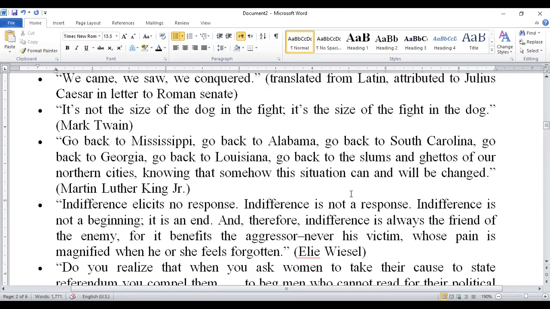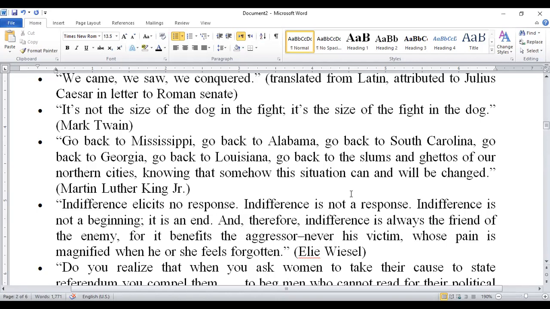Go back to Mississippi, go back to Alabama, go back to South Carolina, go back to Georgia, go back to Louisiana, go back to the slums and ghettos of northern cities, knowing that somehow this situation can and will be changed. Martin Luther King, his speech. Elie Wiesel, he was very famous for his speeches.